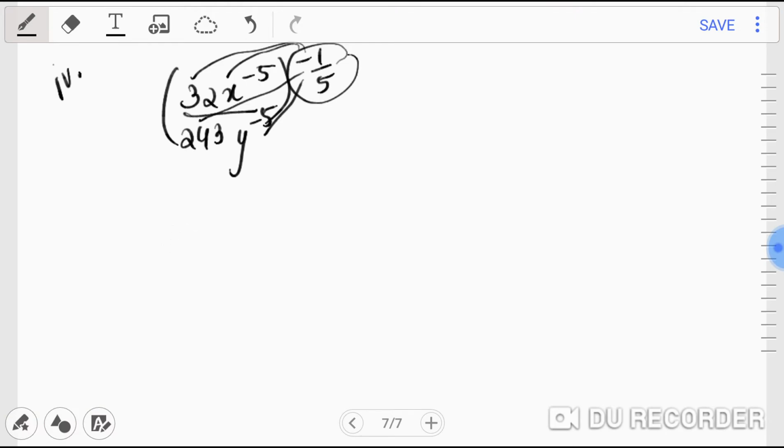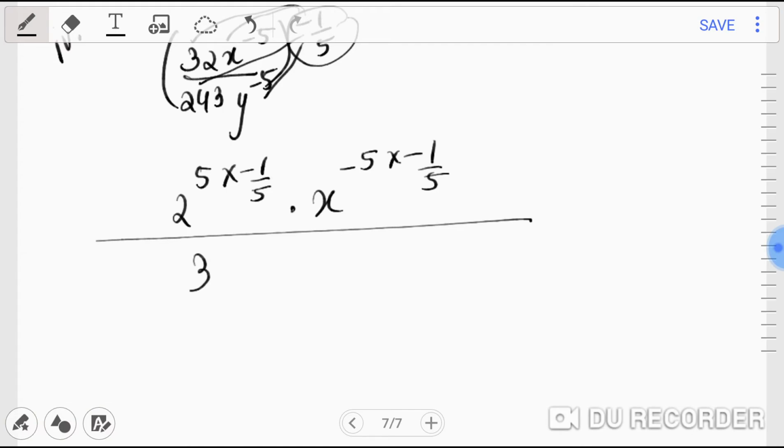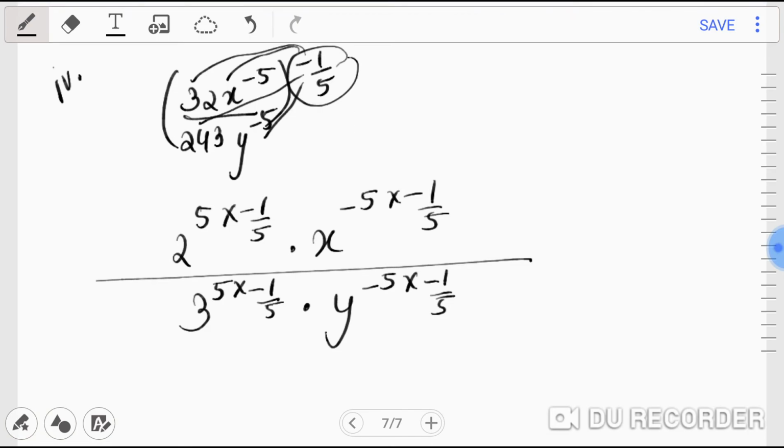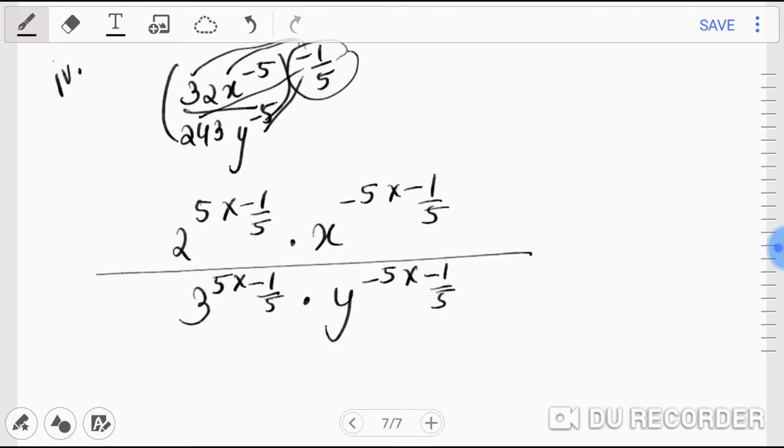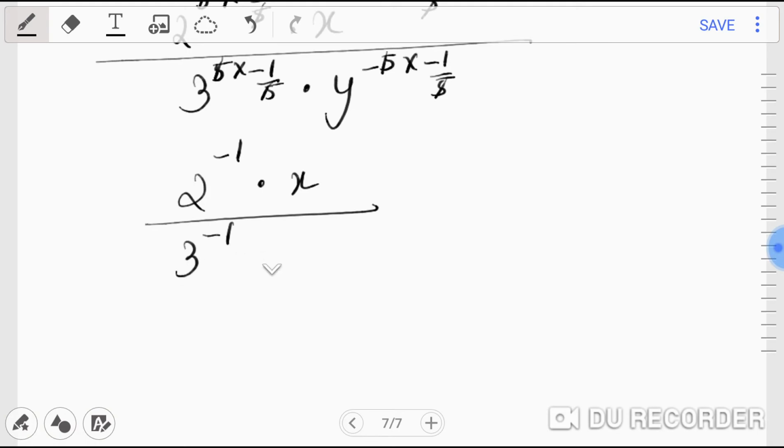So 32 can I write 2 raised to 5 and multiply minus 1 upon 5, and x already having minus 5, multiply minus 1 upon 5. 243 can I write 3 raised to 5 and multiply minus 1 upon 5, y^-5 and multiply minus 1 upon 5. So the minus 1 upon 5 outside the bracket will be multiplied with all the 4 terms. Once you got this, you can calculate and you will get 2^-1 x upon 3^-1 y.